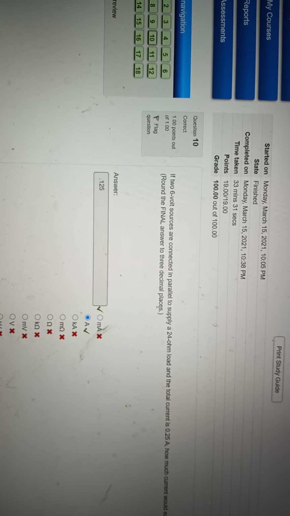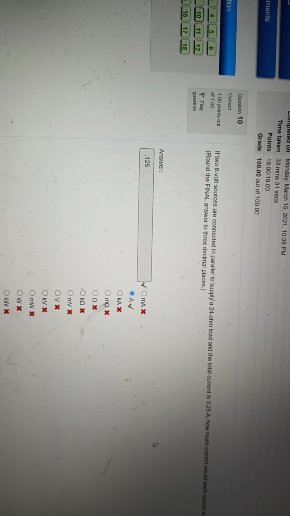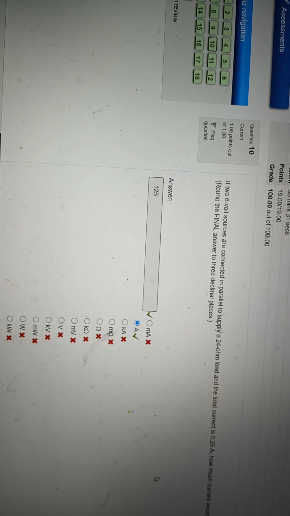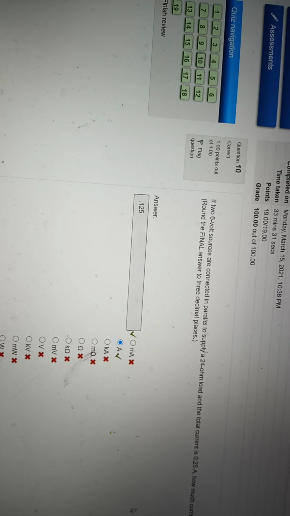Okay. If two 6-volt sources are connected in parallel to supply a 24 ohm load and the current is 0.25 amps, how much current would each source supply to the load? Okay, so how much current would each source supply to the load? You've got 0.125. Okay, here we go.